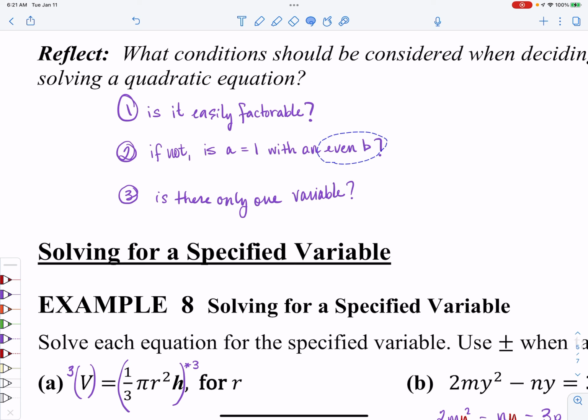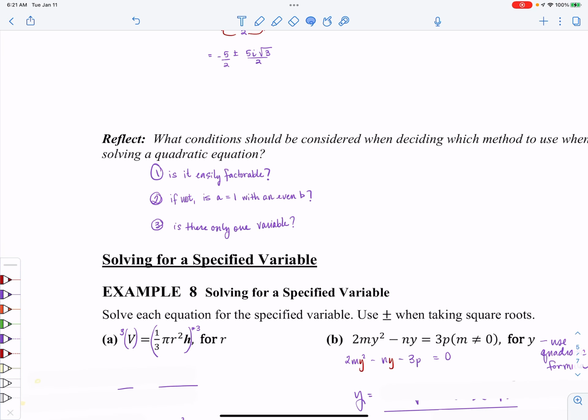The next question you could ask yourself is, is there only one variable? If there's only one variable, then I would use the square root method. If none of these occur, then my last resort is going to be the quadratic formula. Honestly, folks, the quadratic formula is the most tedious of the four methods of solving. So that's going to be my last resort for solving.